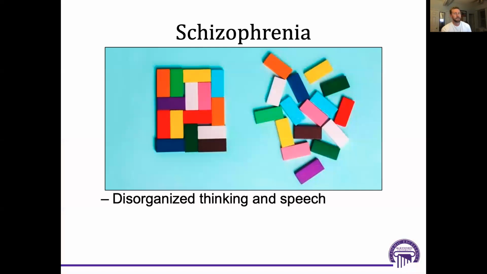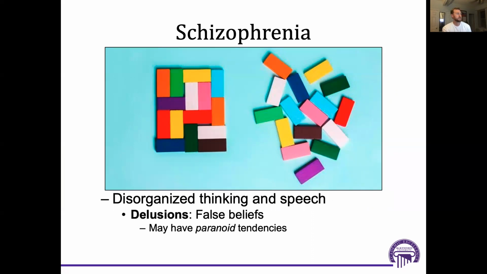Secondly, disorganized thinking and speech. That's kind of like a second class of symptoms. So delusions refer to false beliefs. Common ones include that that person is Jesus or Muhammad or some sort of prophet.